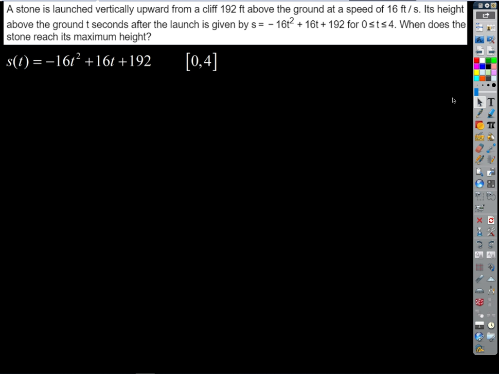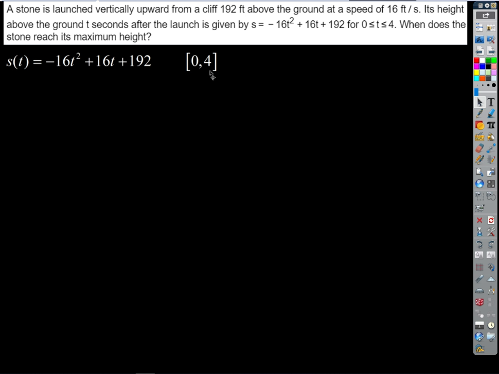Its height above the ground, t seconds after launch, is given by this kinematics equation, right? So S of t, a function of t, height is position of t equals that, for 0 to 4 seconds. There's the interval we're looking at. When does the stone reach its maximum height? Well, that's just an absolute extremum problem, isn't it? The absolute maximum problem.